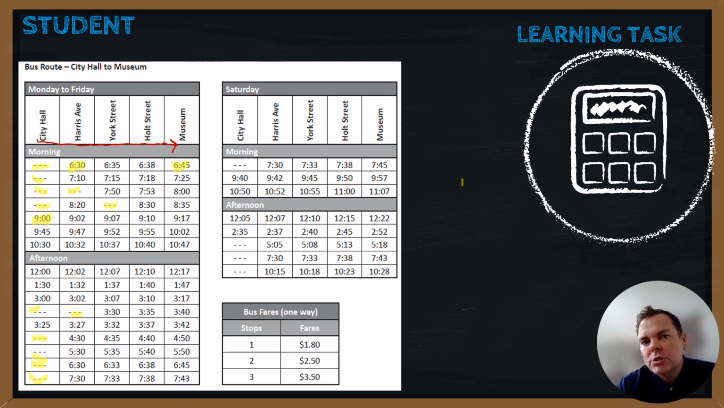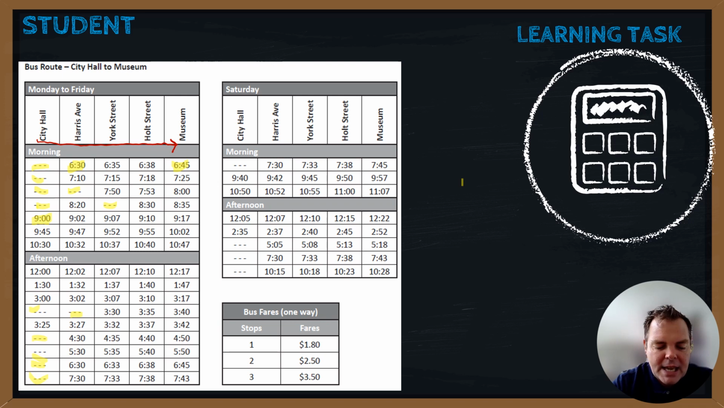So it's a good idea to understand those different times and how they work. There's a bit of an express bus on this one. So if I jump on Harrison Avenue, I actually bypass York Street, and that means I'm going to get there slightly faster. By the looks of things, I'm going from 8:20 to 8:35. It's taking me 15 minutes to get there, so I'm actually slightly faster.